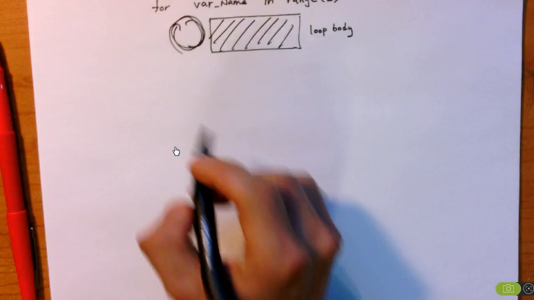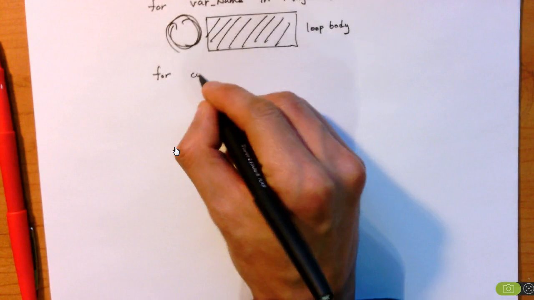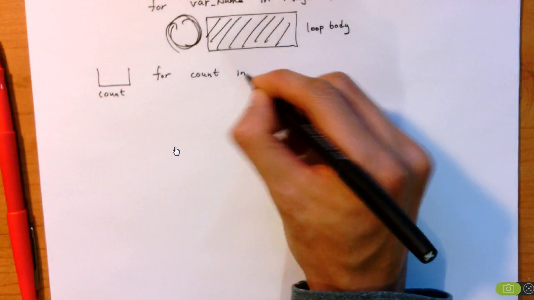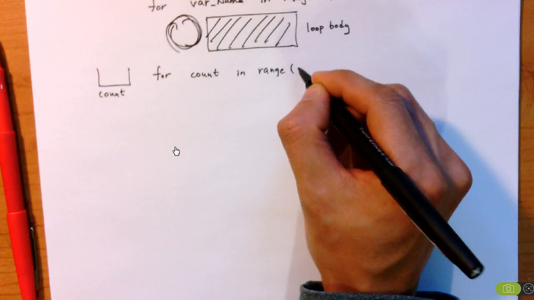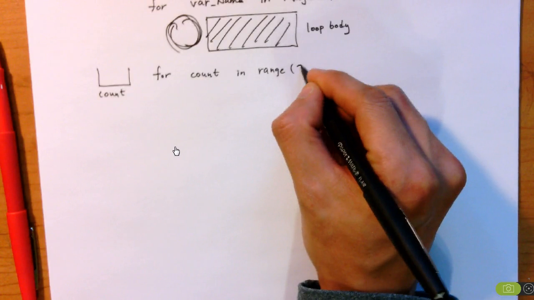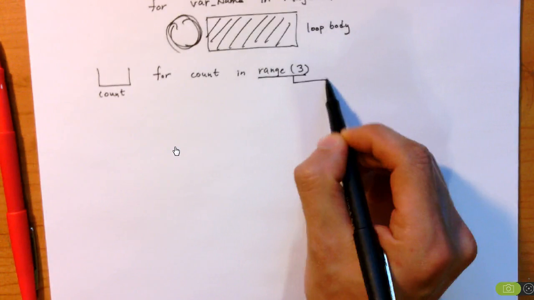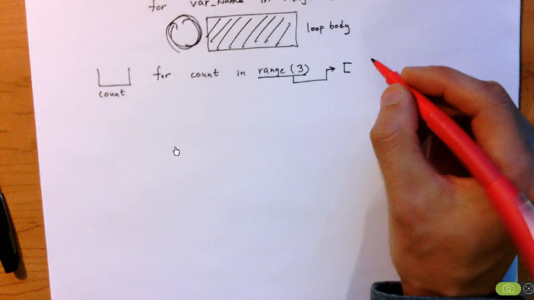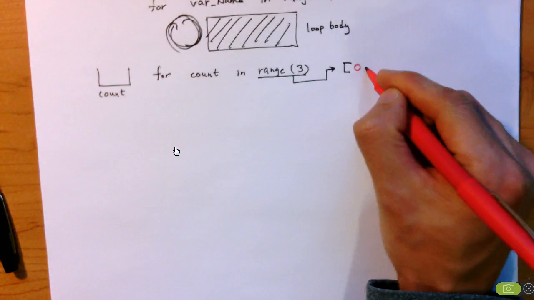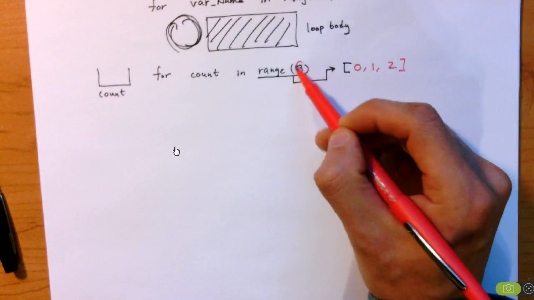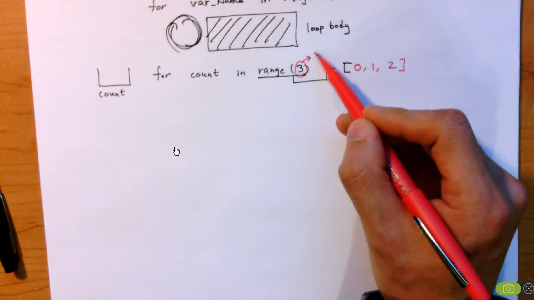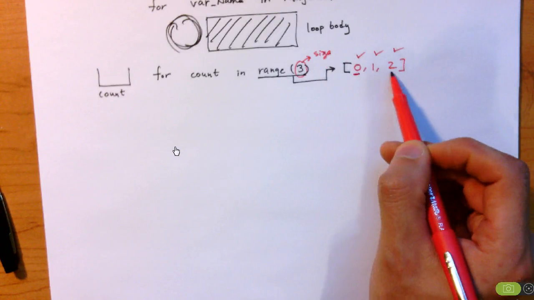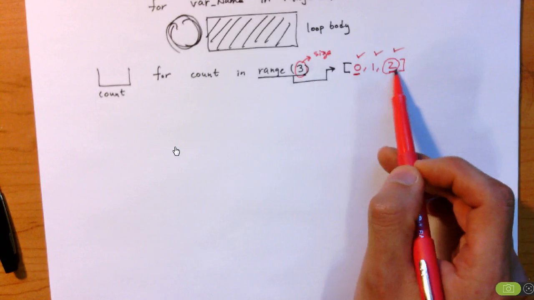So the example is, let's say, for count in range 3. Count is a variable name, so we create a variable called count. What range 3 means is a list of numbers. In computer science, in any programming language, the starting point is always 0, and then it's 1 and 2. Even though it's 3, this means the size. The size is 1, 2, and 3. The lower bound is 0, and 2 is the upper bound. So the upper bound is always 1 less than the size.